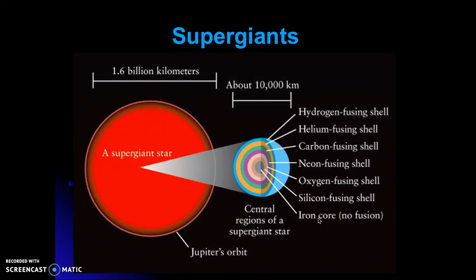Now, it gets to the point where these stars can have iron in their core, but they never actually get hot enough to fuse iron. So iron exists in the core, but that core contraction just never gets hot enough that iron can finally fuse.